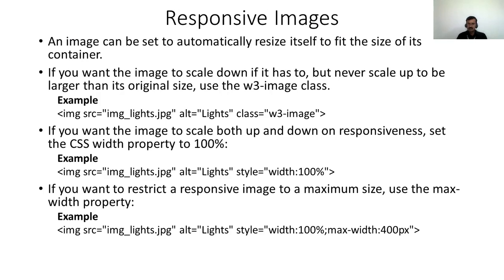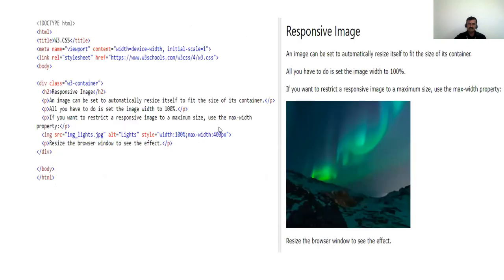Okay. Next, the same thing: if you want the image to scale both up or down for responsiveness, set the style property width equal to 100%. Otherwise, if you want to restrict the responsive image to the maximum size, use the max-width property. You can fix it here. Beyond the limit, we cannot change it. So these are inside the image class. In image classes, we are using this example for that. So for the responsive image, we are using W3 inside the container.